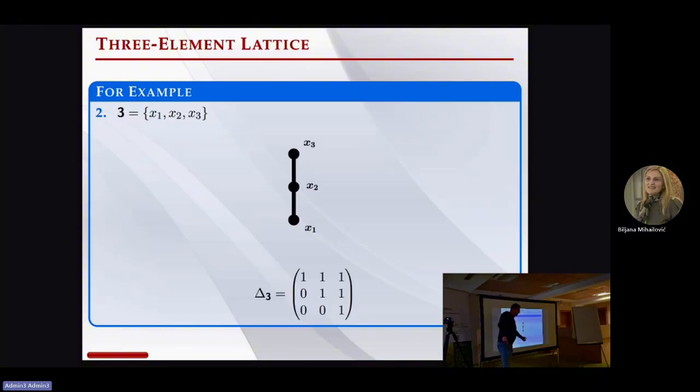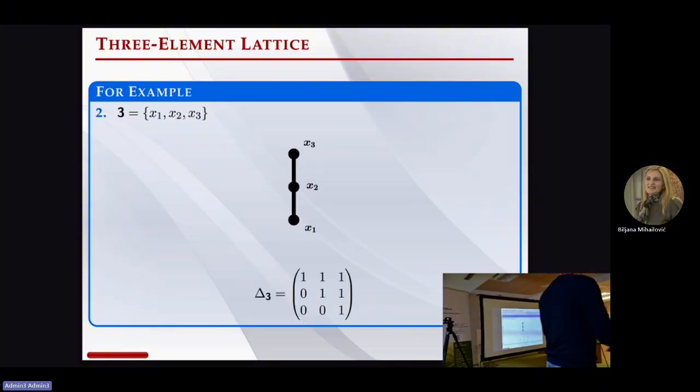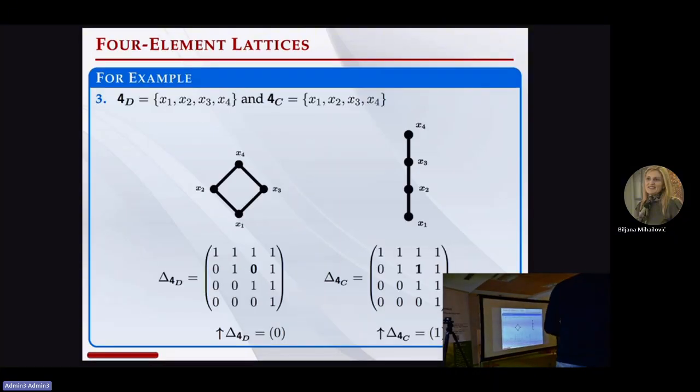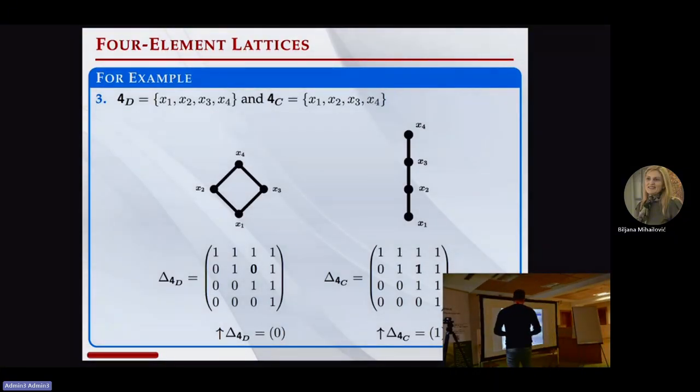3-element lattice, and this is its delta incidence matrix. Both of these matrices are very trivial because they don't have the important part above the main diagonal. So let's move on to the 4-element lattices, where we have 2 options for delta incidence matrices. And we have the 2-dimensional diamond and the chain.